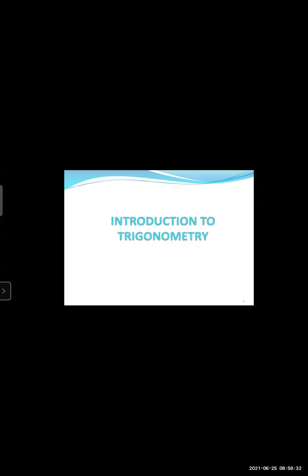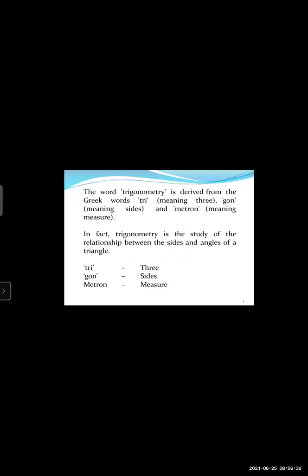Now, introduction to trigonometry. First, what is meant by trigonometry? The word trigonometry is derived from the Greek word tri, which means three. Gon means sides and metron means measurement. It is a combination of three words: three sides measurement. So directly we say that trigonometry is derived from the Greek word tri meaning three, gon meaning sides, and metron meaning measurement.